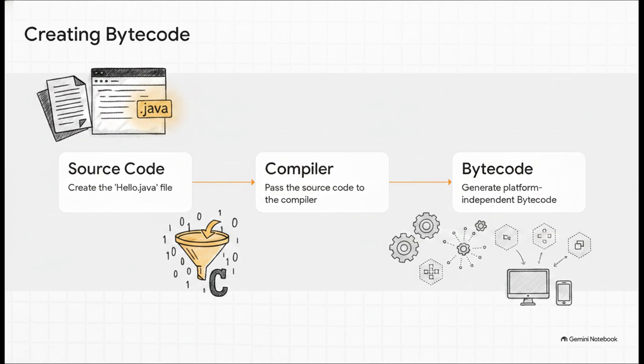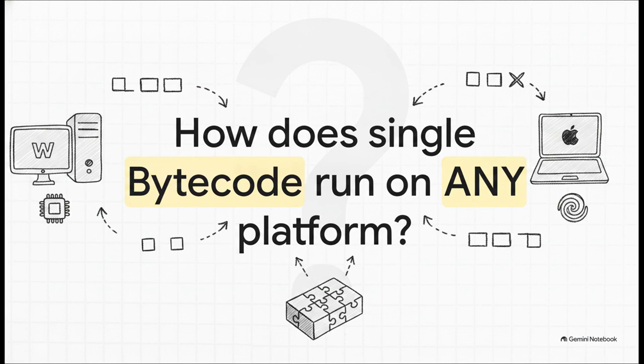But here is where Java does something pretty unique. The compiler doesn't just instantly translate your code into machine code for your specific computer. Instead, it generates an intermediate format. That's step 3, generating bytecode. And this bytecode is completely platform independent. Which brings up a massive fundamental question. How does a single piece of bytecode run on literally any platform?